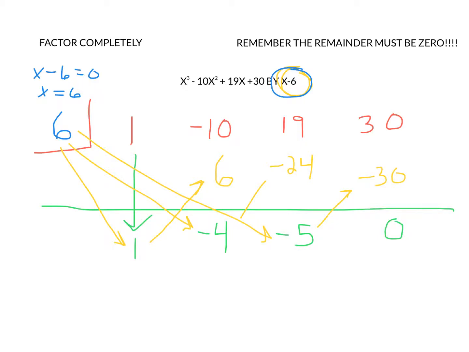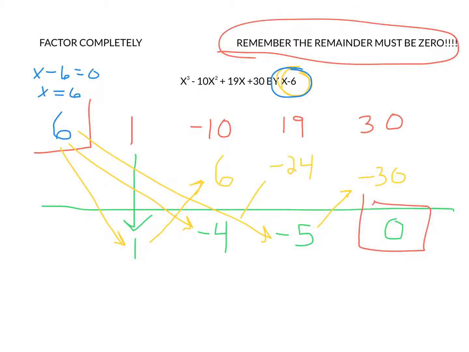Now remember, when you are asked to factor, okay, very important that the remainder has to be 0. Remember, this component right here is the remainder. In order for it to be a true factor, the remainder has to be 0. So that's perfect. That's what we want.